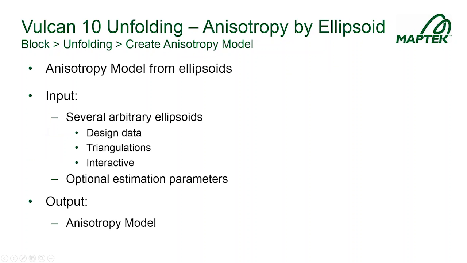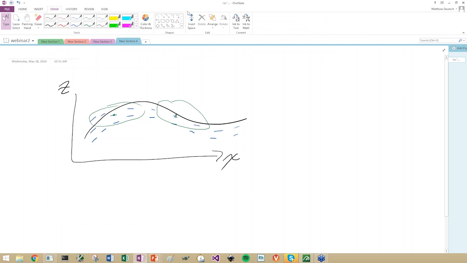And what I'm going to demo right now is creating that anisotropy model explicitly from user-defined ellipsoids. You can supply those ellipsoids from design data, triangulations, or interactively, and then it will fill in an anisotropy model for you. So let's look at one example of that.